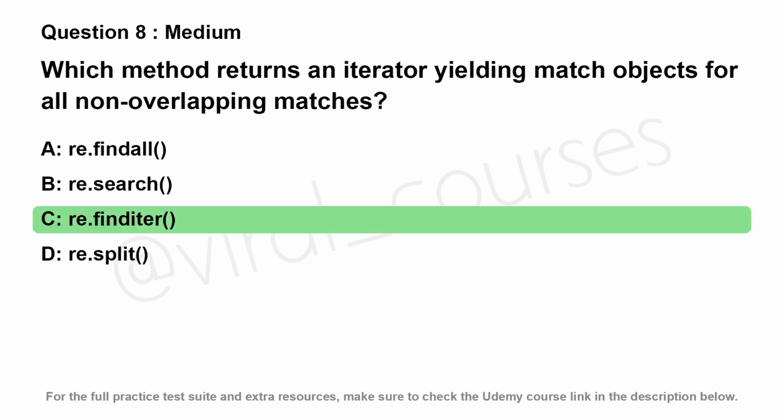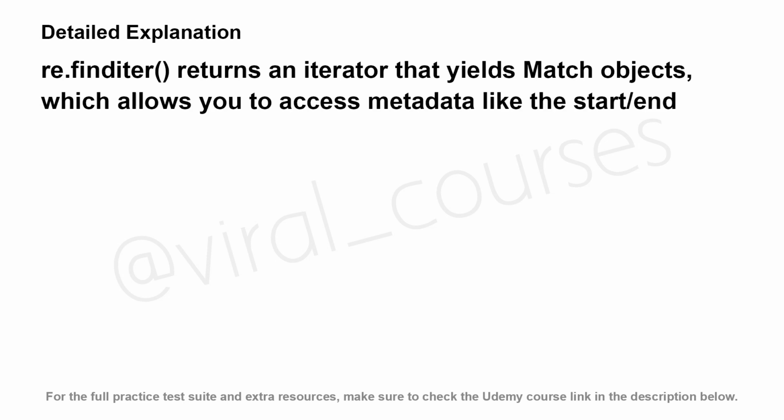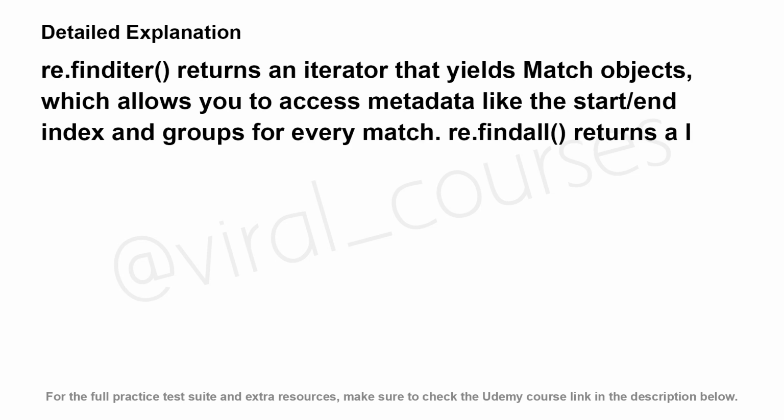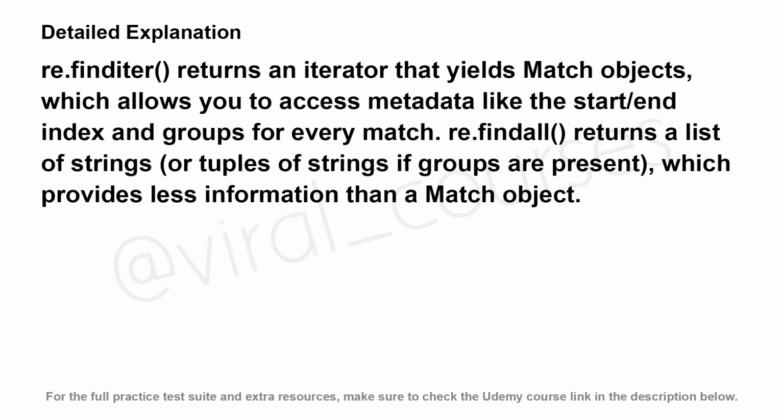The correct answer is C. Re.finditer returns an iterator that yields match objects, which allows you to access metadata like the start and end index and groups for every match. Re.findall returns a list of strings, or tuples of strings if groups are present, which provides less information than a match object.